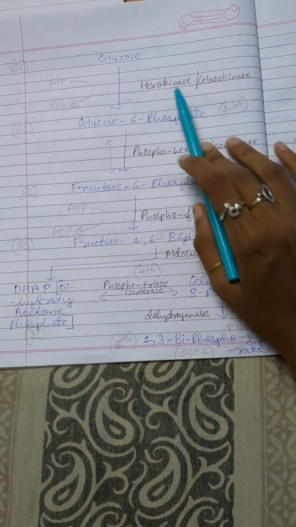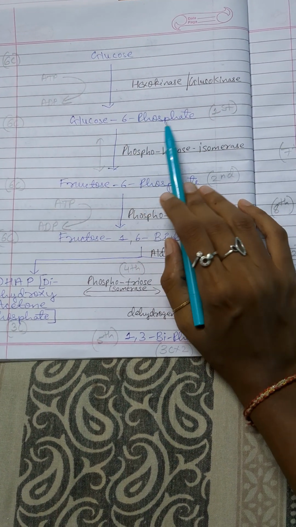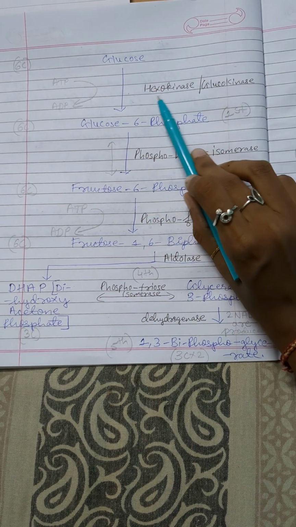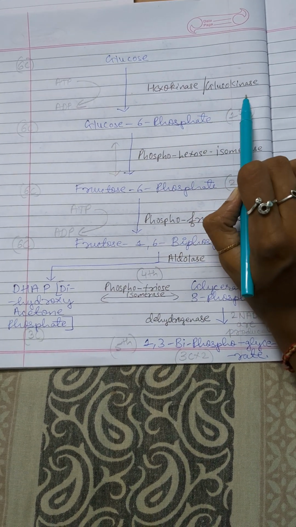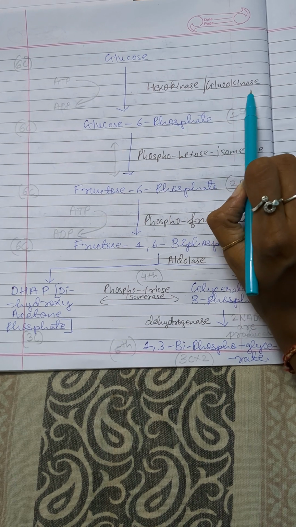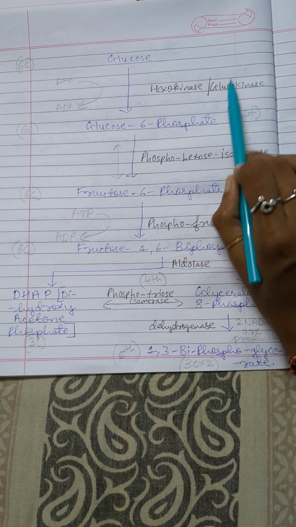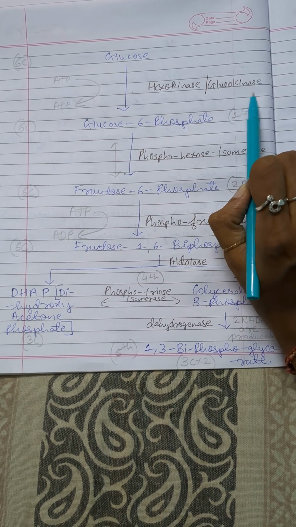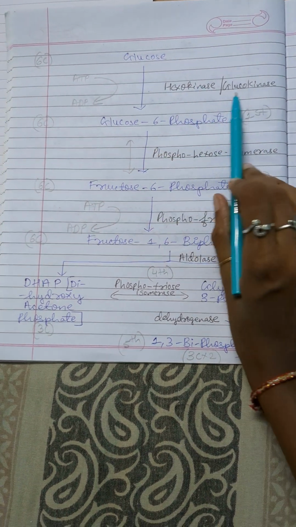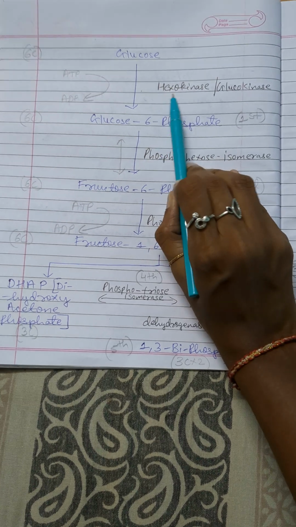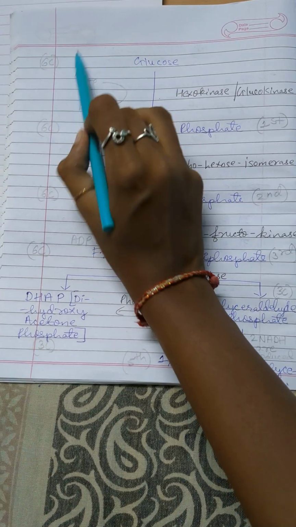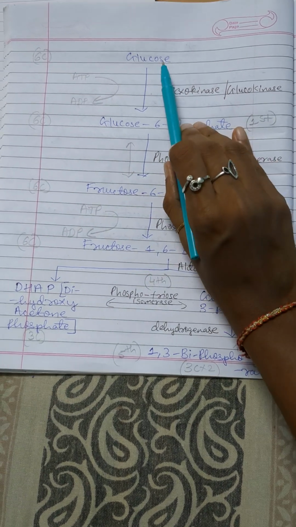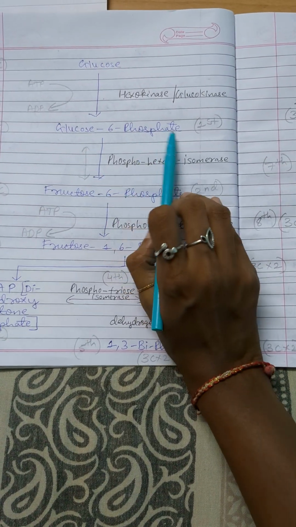In the first step, glucose is converted to glucose 6-phosphate with the help of the enzyme glucokinase or hexokinase. Kinase means phosphate group formation; when there is such formation in a step, the word kinase is used. Glucose gives glucokinase, and hexo means 6 carbons, so hexokinase or glucokinase.